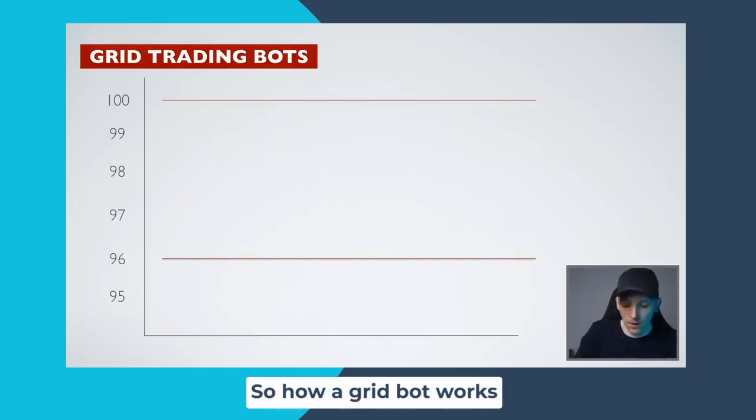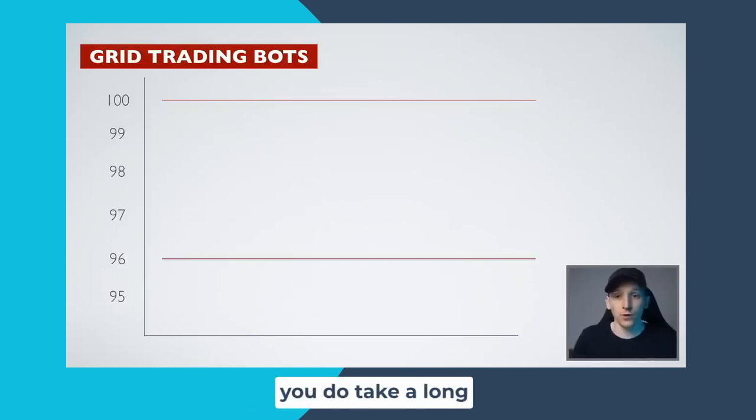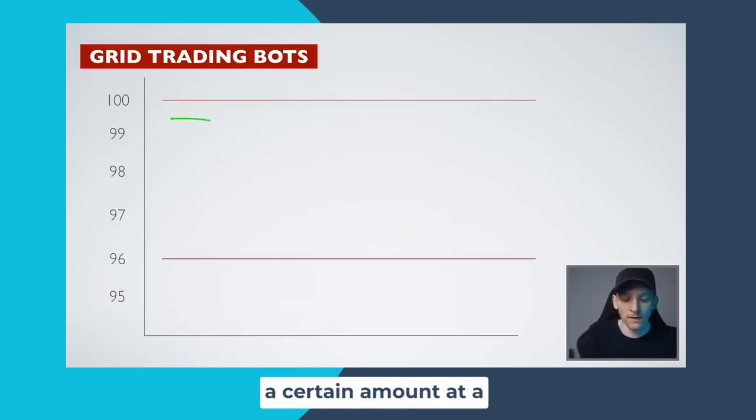So how a grid bot works is that you do take a long position. There are reverse grid bots as well, which actually take short positions, and you kind of bet on the price going down. But normal grid bots are long. And so you actually have a long position mostly, and you are going to benefit more when the price rises. But what they do is they buy a certain amount at a certain price. And then when the price moves down, they buy some more. And if the price moves down, they buy some more.